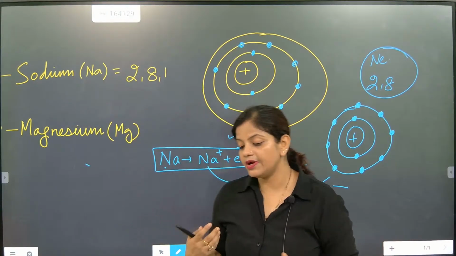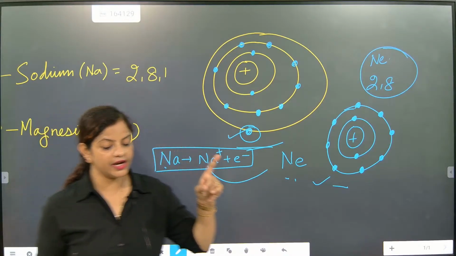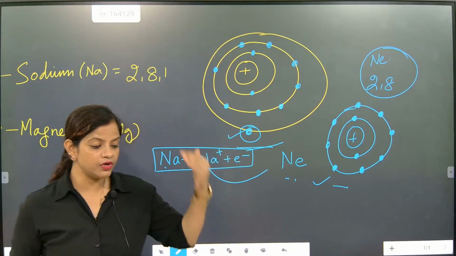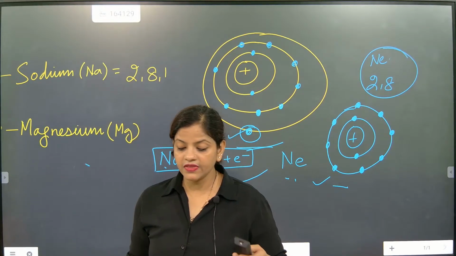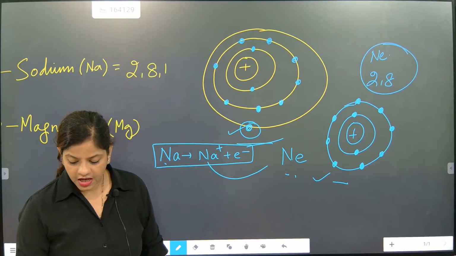Whenever somebody is talking about sodium, sodium has one electron in the outermost orbit. So definitely it is trying to release that one electron and gain the nearest noble gas configuration.